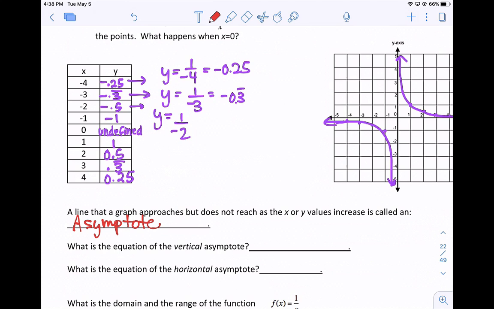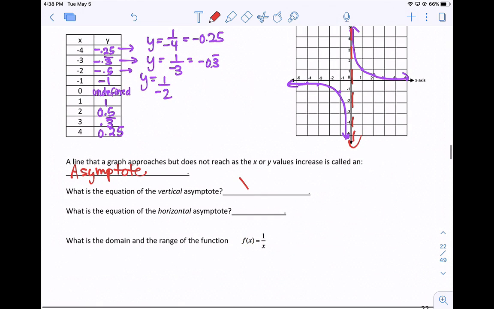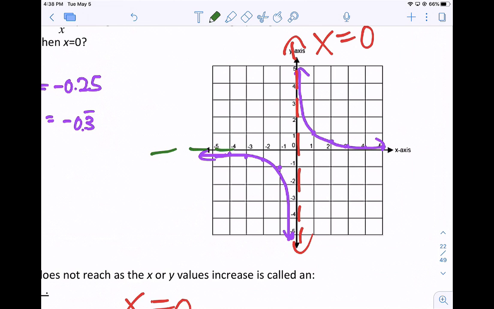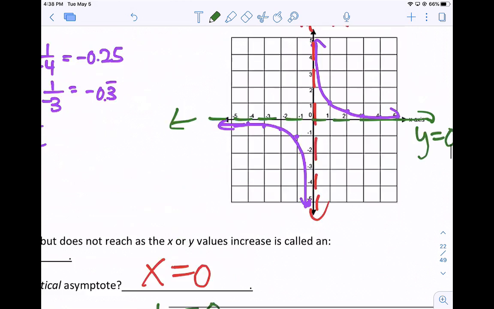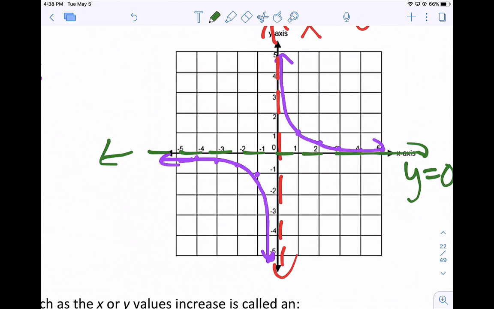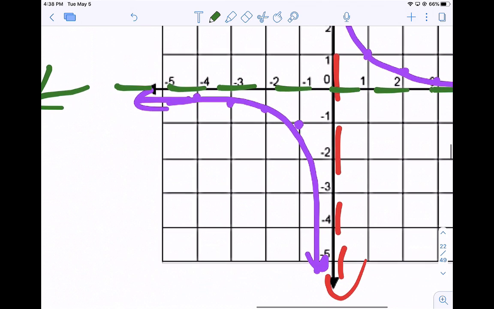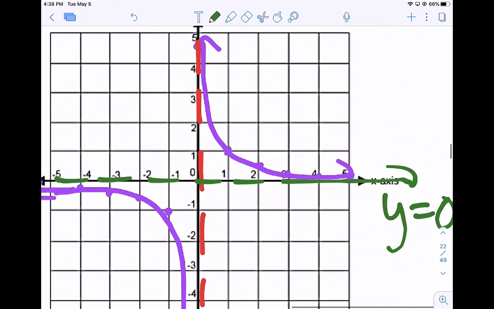And it says, what is the equation of the vertical asymptote? The vertical's up and down. So here's our vertical asymptote. And that is at x equals 0. And our horizontal asymptote, horizon, so think flat, is y equals 0. And again, you can see they're like invisible fencing. So the purple line might be the path of your dog. It approaches the fence, but it's not going to cross it because it doesn't want to get shocked. So there's the invisible boundary lines right there.